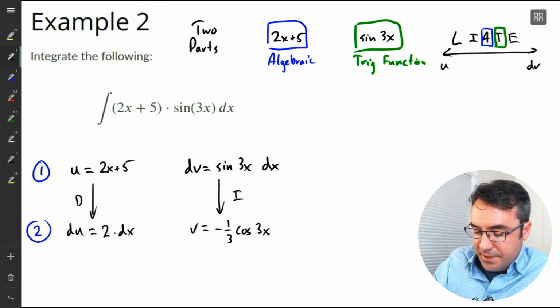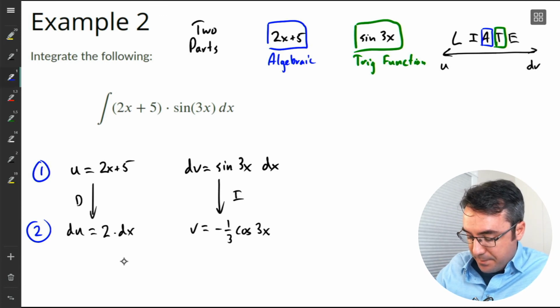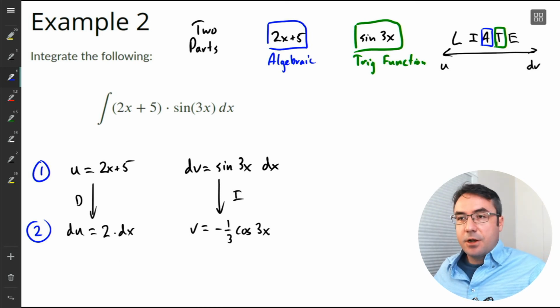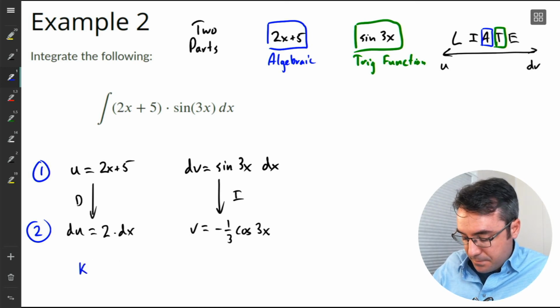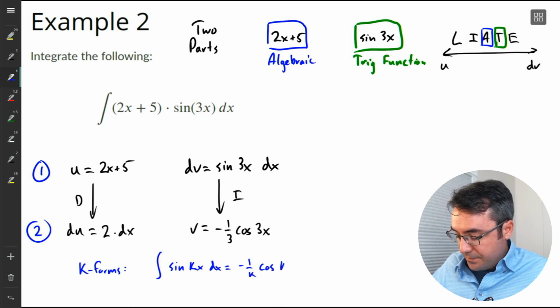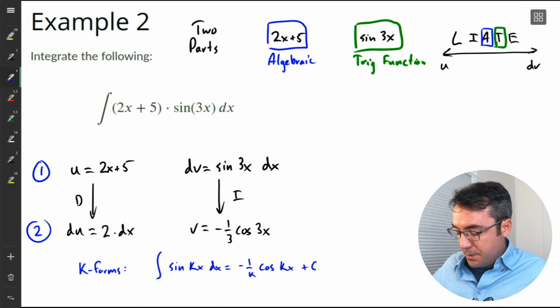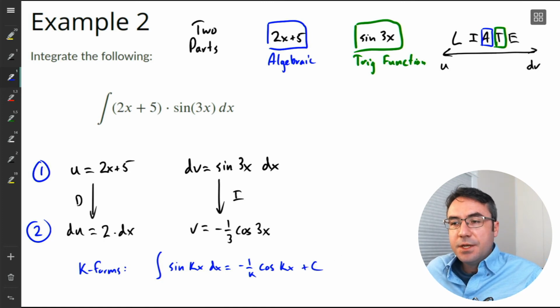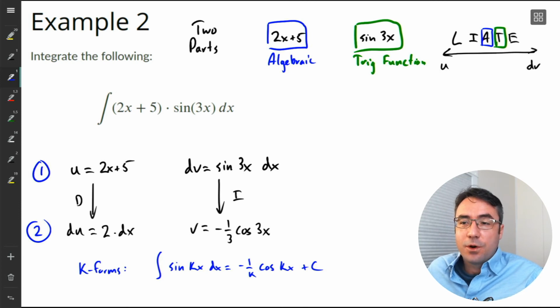And we're going to see these types of things a bit. So it's helpful to remember, kind of call these k-forms. So the integral of sine of kx, where k is a constant, is equal to negative 1 over k cosine of kx, plus c in general. So where we have that constant, it's sine of a constant times x, or cosine of a constant times x, or there's one for e to the kx.